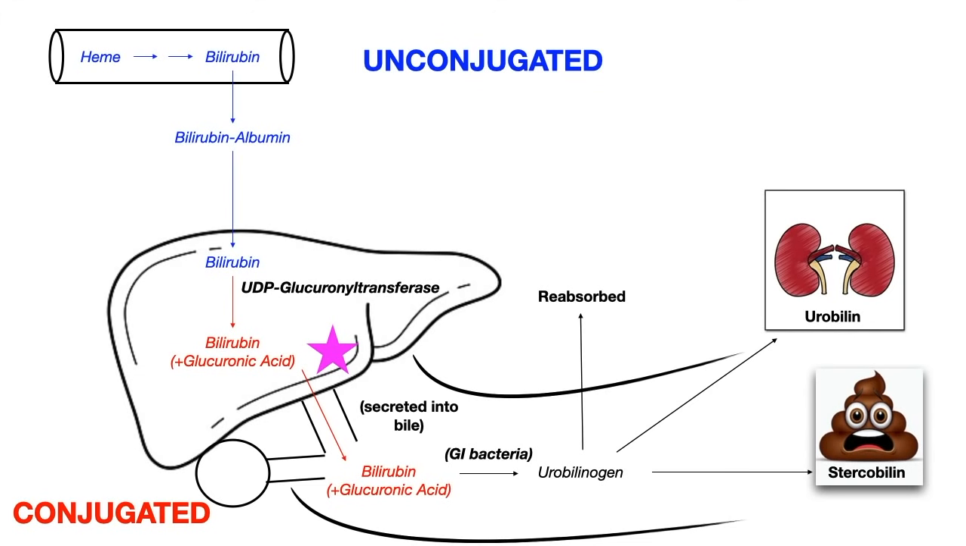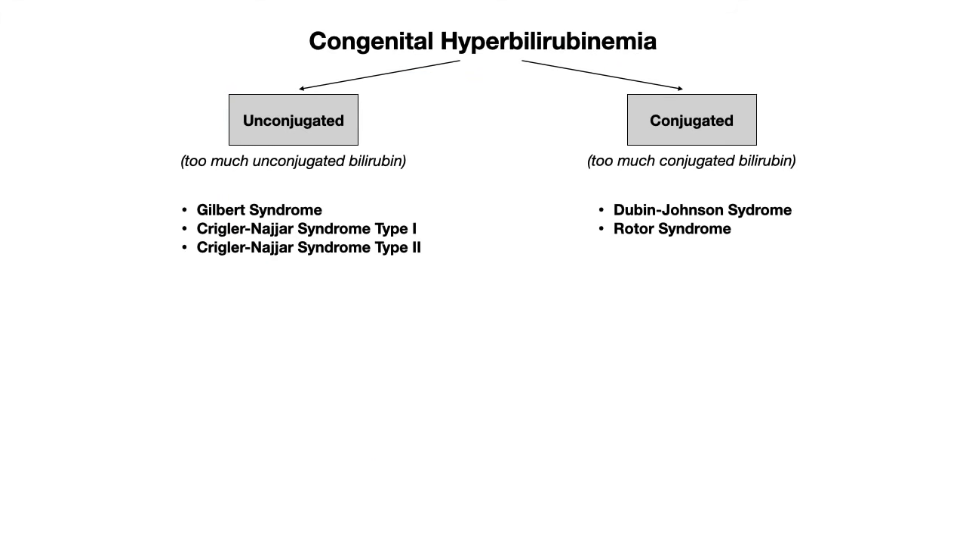Because as you might imagine, if you have difficulty moving that conjugated bilirubin around, you're going to have increased levels of it. The 2 diseases where that happens are Dubin-Johnson Syndrome and Rotor Syndrome. So these are the 2 that you need to know on the conjugated side. Let's start by talking about Dubin-Johnson Syndrome.